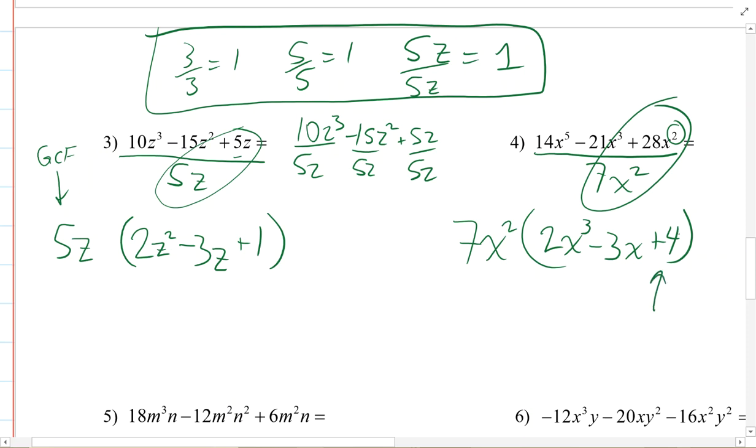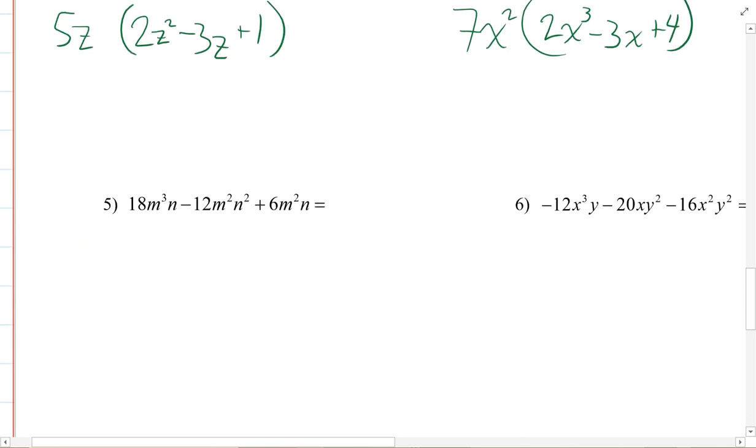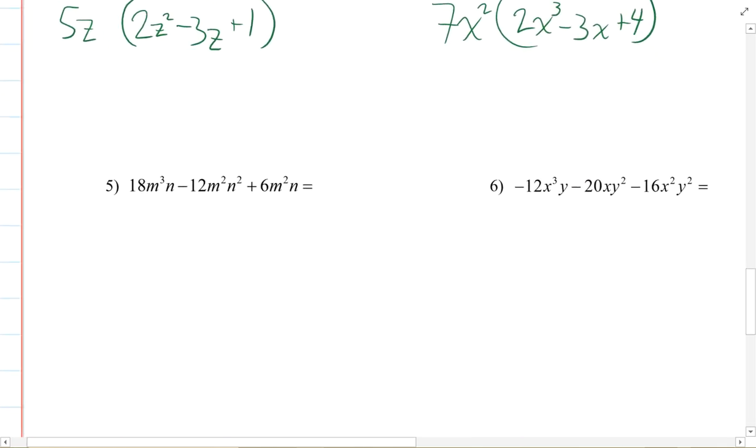Often it does end up with no letter, just a number. Okay. Now some more complicated letters. Sometimes you just got to watch your exponents. 18, 12, -12, and 6. So you're definitely going to have a GCF of 6. There's an m in all of them, smallest exponent. N in all of them, smallest exponent is a 1.